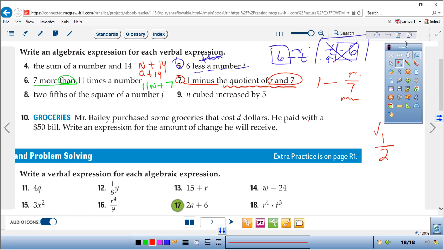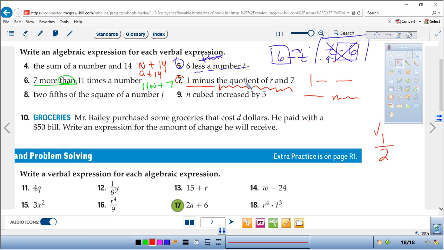How about number 7? Does anybody need more clarification? You want me to do it again? I can. Let's do it one more time. Okay, I'm just going to read it straight up the way it comes. So the 1 minus gives me that 1 minus. This part, the quotient, what I know is I'm going to have a division here. So the part that I underlined gives me 1 minus.